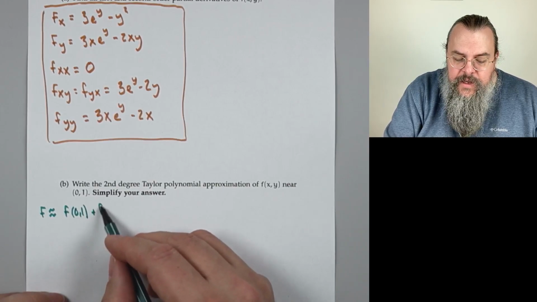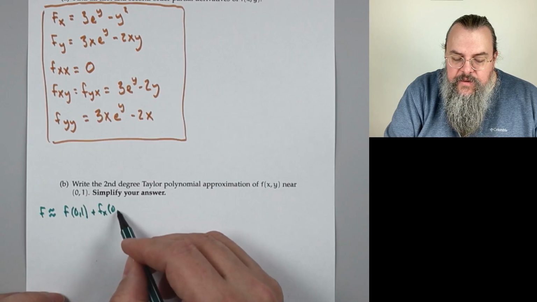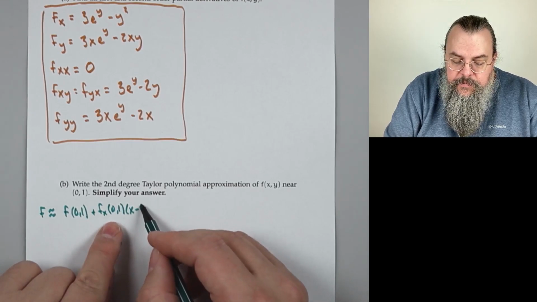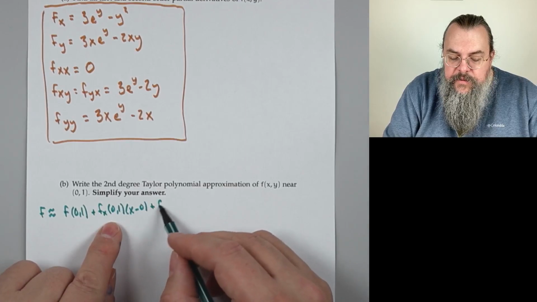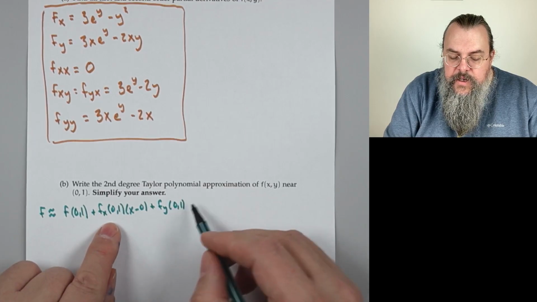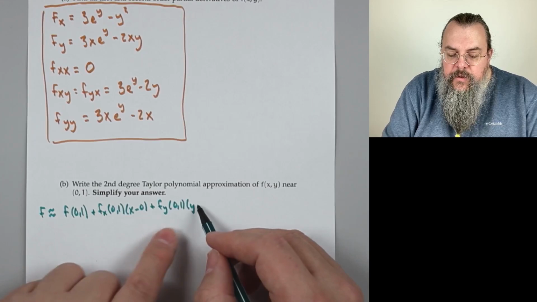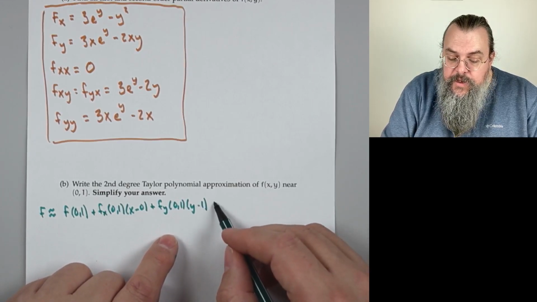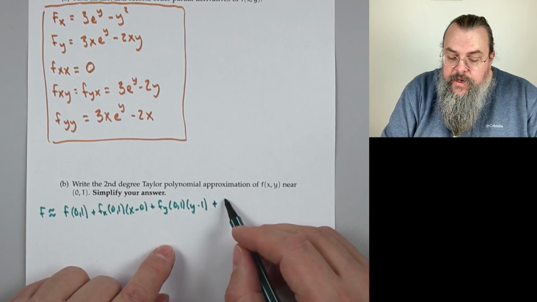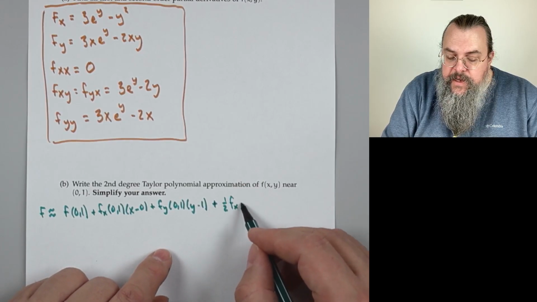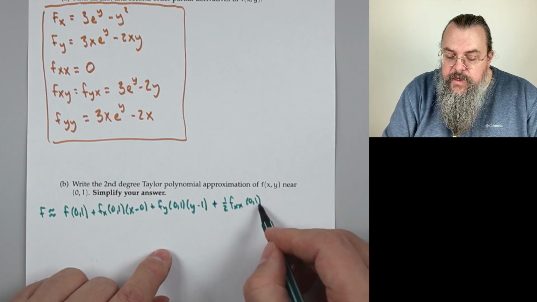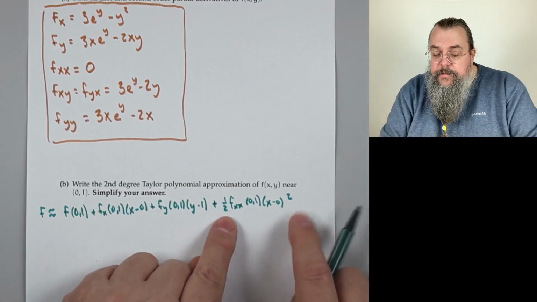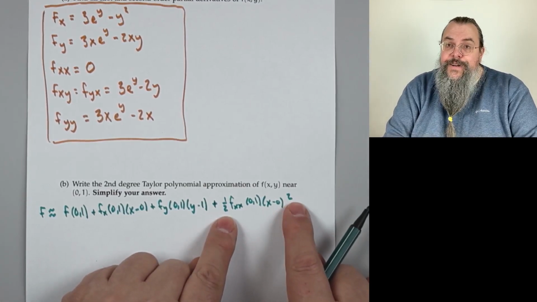And then plus f sub x at 0, 1 times x minus 0, plus f sub y at 0, 1 times y minus 1, because we're at y equals 1. And then we get into the second order pieces. We're going to get 1/2 fxx at 0, 1 times x minus 0 squared. And the 1/2 is to compensate for the square.